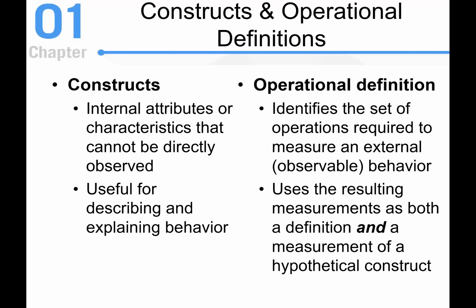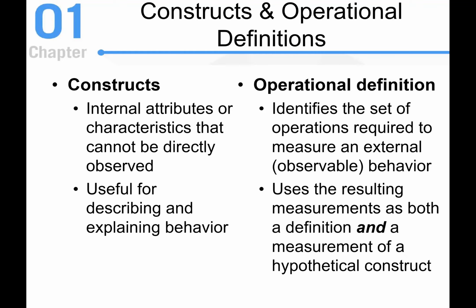The way we do that is largely through what are called constructs and operational definitions. So what is a construct? We hear this in the media a lot. Oh, this is a construct, or we'll hear a lot of times social constructs, right? So a construct is going to be an internal attribute or characteristic that cannot be directly observed. And so it is useful for describing and explaining behavior.